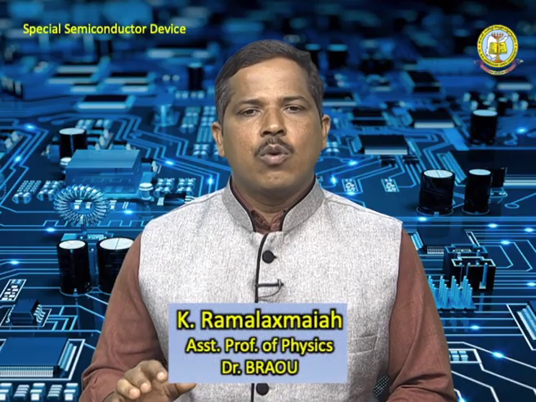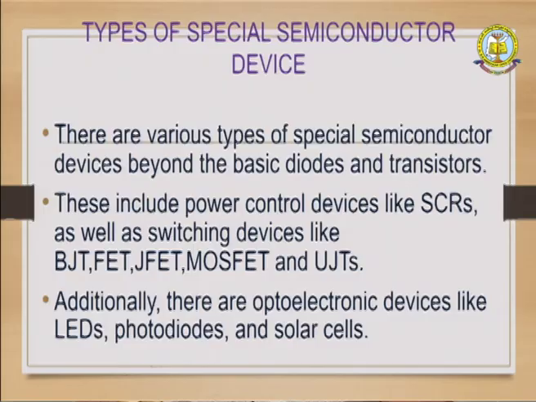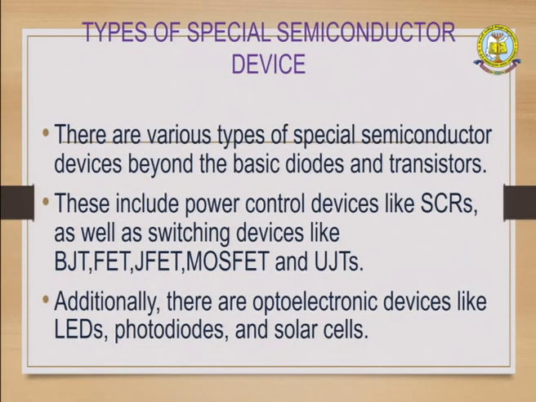This is a single crystal semiconductor, in which the numbers of holes and electrons are equal, depending on the material. Here we use different types of semiconductors. There are various special semiconductor devices, for example basic diodes, transistors, FET, UJT, MOSFET and SCR. These are the different types of special semiconductors.